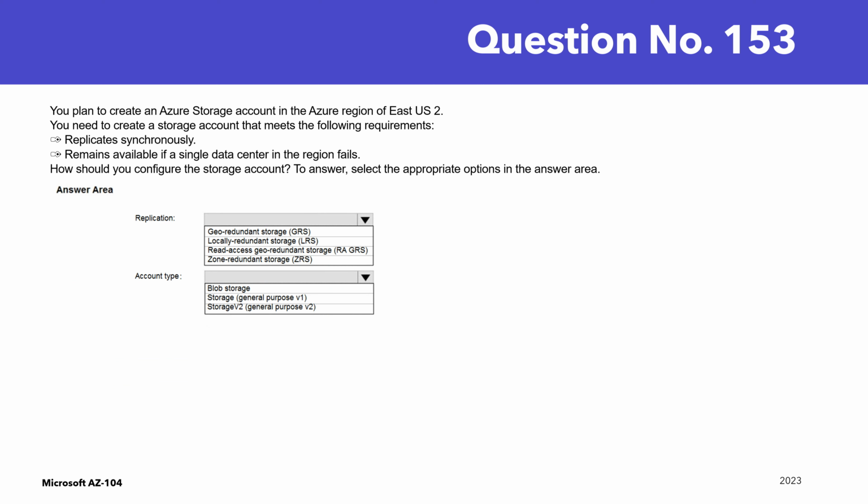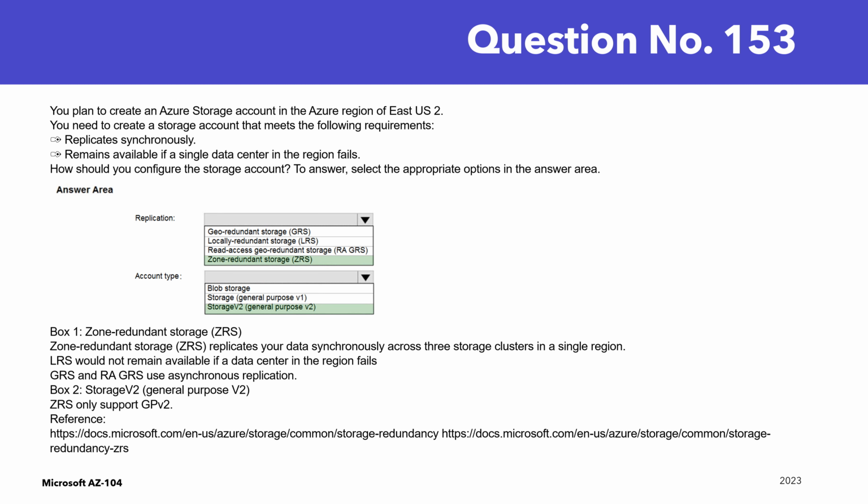You plan to create an Azure storage account in the Azure region of East US 2. You need to create a storage account that meets the following requirements. Replicates synchronously. Remains available if a single data center in the region fails. How should you configure the storage account? To answer, select the appropriate options in the answer area. Replication: Zone Redundant Storage, ZRS. Account type: Storage v2, General Purpose v2.